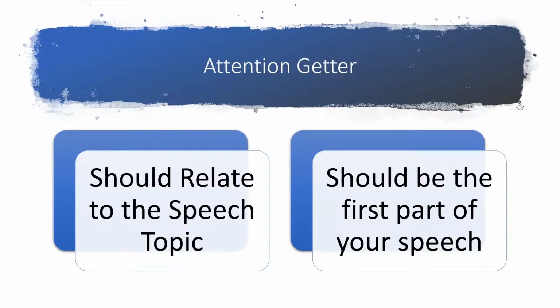So let's talk a little bit about how to use attention getters. I could clap my hands for you, and that might get your attention. But if it doesn't have anything to do with my speech, it's not really an effective attention getter. So the first thing that you should know about attention getters is they should relate to the topic of your speech. The second thing is it should be the first words out of your mouth. You shouldn't say anything else before you give your attention getter. You shouldn't say, my topic is, you should not say, today I'm going to talk about. You should go right into the attention getter for your speech.